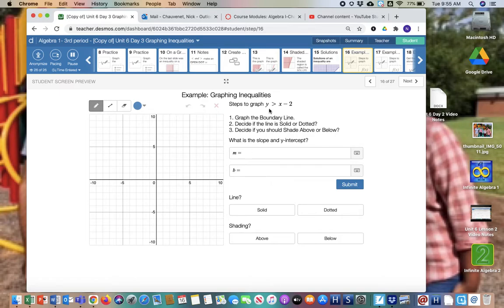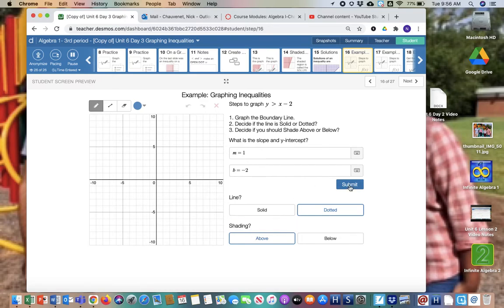So here, I need to graph the boundary line, so I need to decide, is it solid or dotted? Where do I shade? What's the slope? What's the y-intercept? And then graph it correctly. So here, I don't see a number in front of x, so that's an implied slope of 1. I see the -2 for the y-intercept. And then my line, well, this is just a greater than. So dotted line. What kind of symbol do we have? Greater than, so I'm going to shade above.